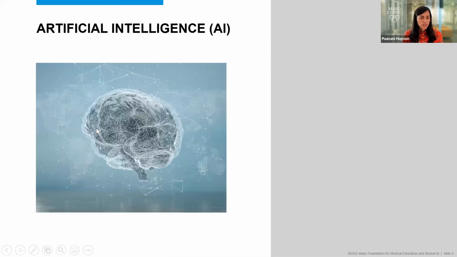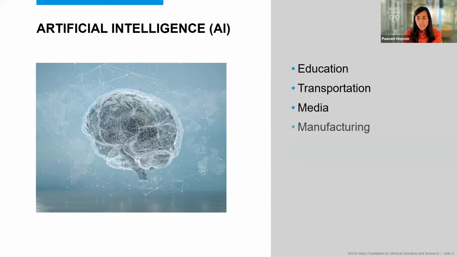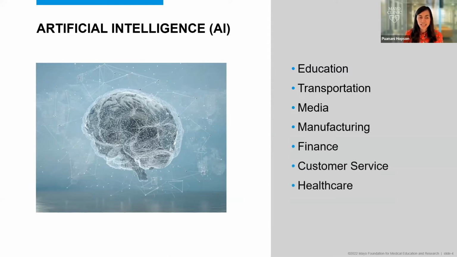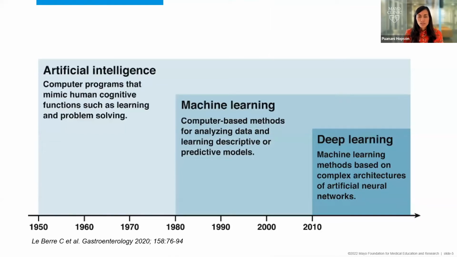So artificial intelligence, a term you may hear very frequently, both within movies and within social media. It's in everyday life. It's evolving. It's really hard to ignore. It's present in several industries: education, transportation, media, manufacturing, finance, customer service, and healthcare, which is what we'll be focusing on today.